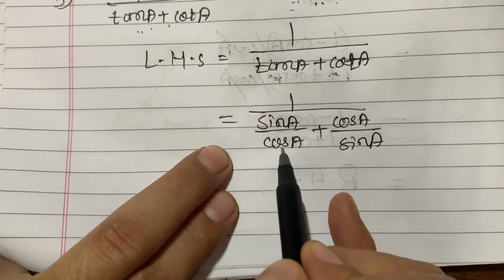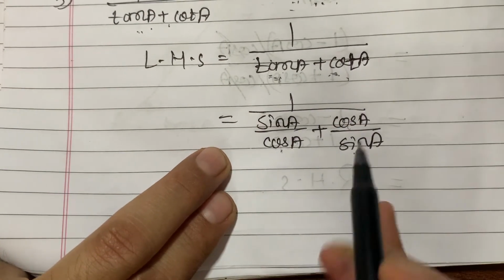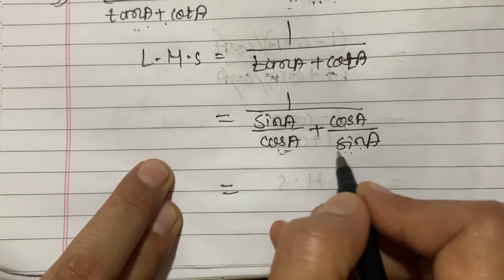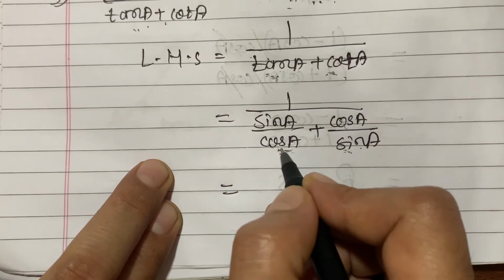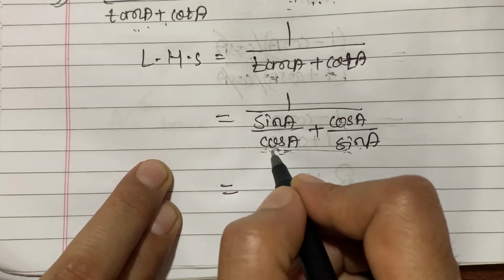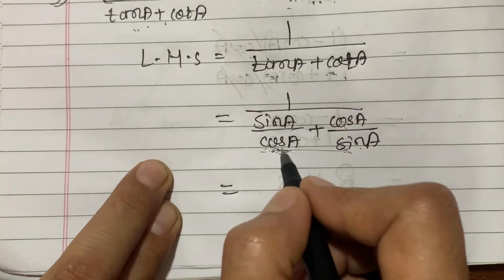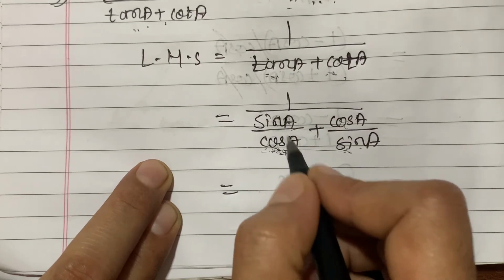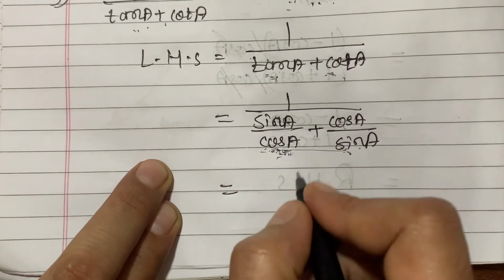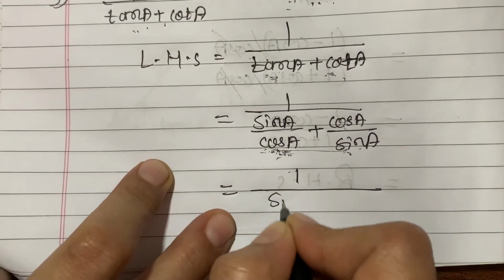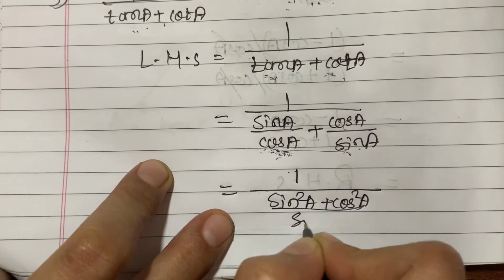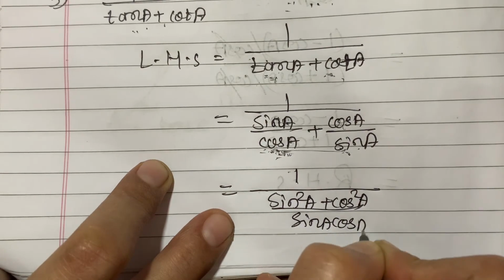So tan A is sin A upon cos A, and cot A is cos A upon sin A. So here again we have to take the LCM. The LCM is sin A into cos A. Here only cos A is there, sin A is not there, so multiply numerator and denominator by sin A. So it will be sin square A, and then cos square A upon cos A into sin A. So it is sin square A plus cos square A upon sin A cos A, all under 1.